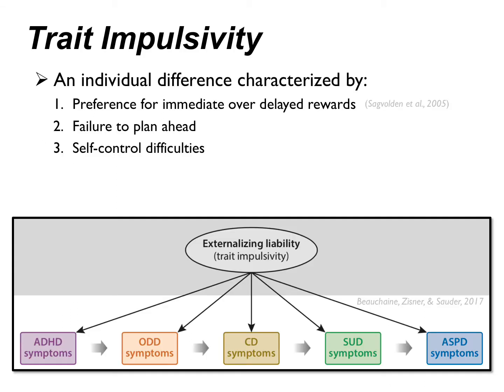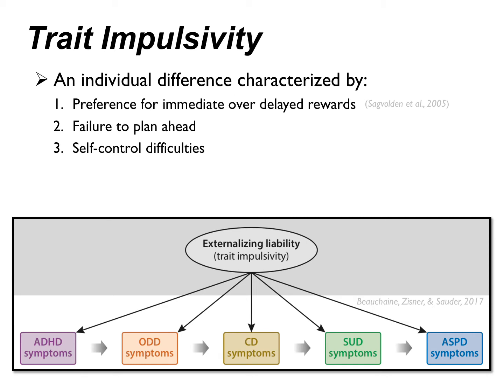So to begin, I'm really interested in trait impulsivity and how it develops across the lifespan. As a definition, trait impulsivity is an individual difference characterized by a preference for immediate over delayed rewards, failures to plan ahead, and difficulties with self-control. I'll be focusing mostly on number one throughout this presentation.